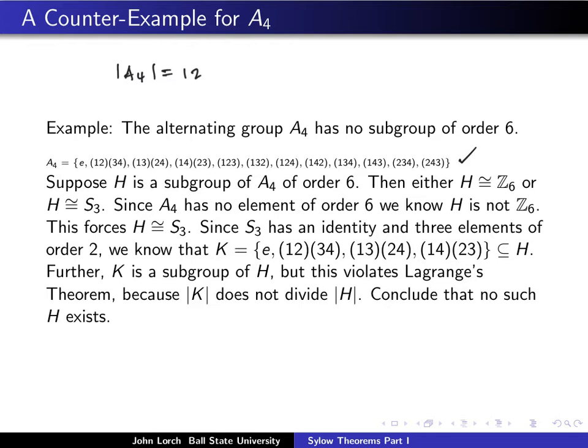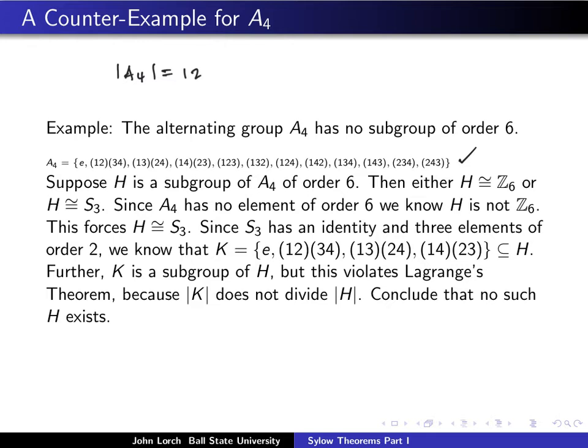And what we're going to do is show that it's impossible for A4 to have a subgroup of order 6. So 6 divides evenly into 12, but we're going to show that A4 does not have a subgroup of order 6. So we're going to argue by contradiction. So let's suppose we do have a subgroup H of A4 of order 6. Well, we learned a few weeks ago that there are really only two groups of order 6.